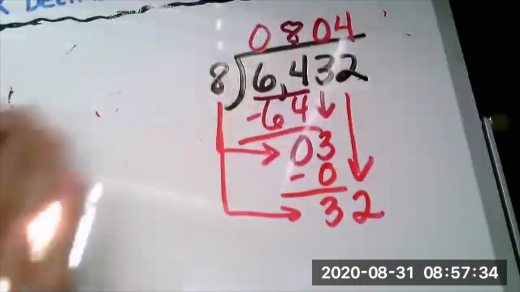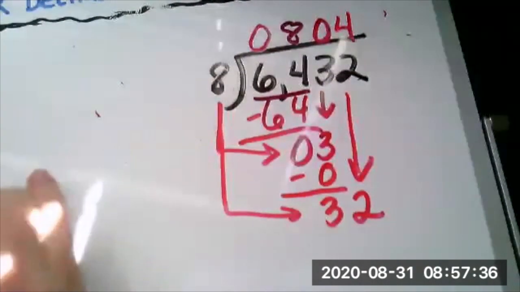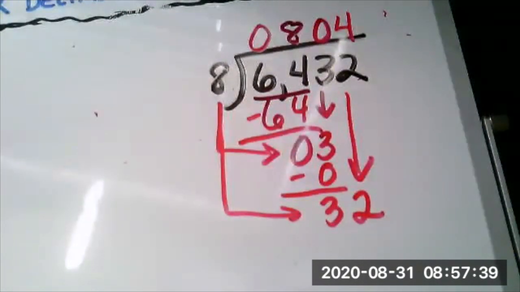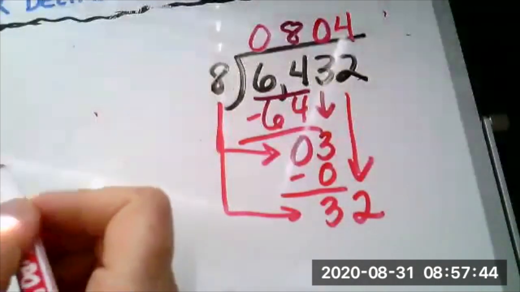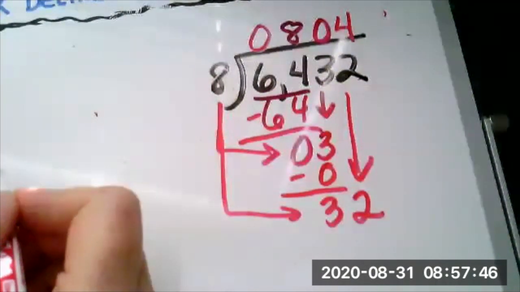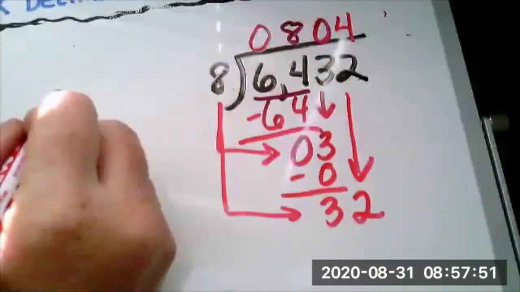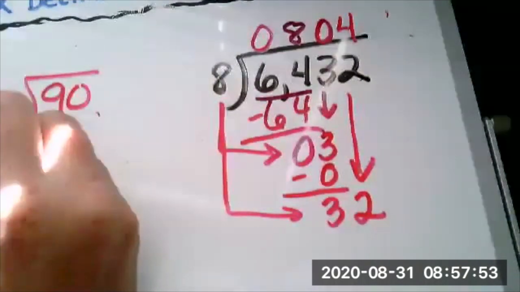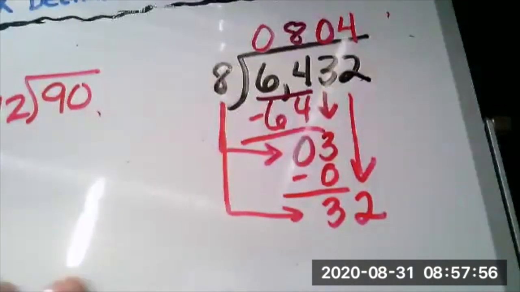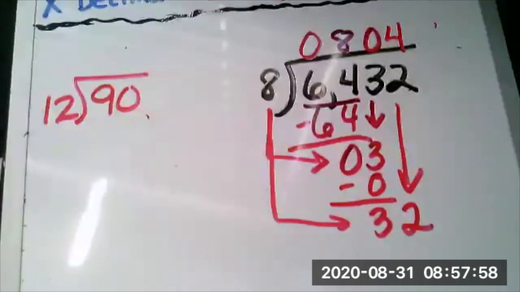We're going to move on to a couple more small-ish type problems where we have 2 digits into a smaller 2-digit number. And there's a little bit of an art behind this. A problem such as this, 12 into 90. So in other words, how many times is 90 divided by 12? And now we're going to have some remainders.